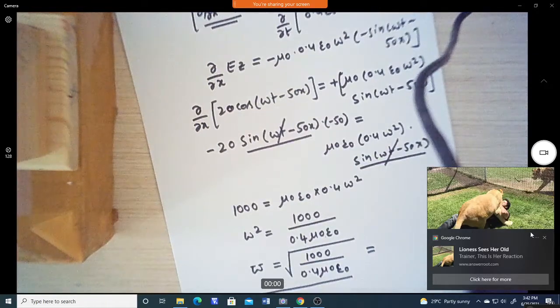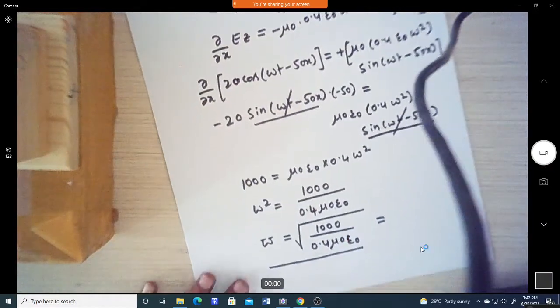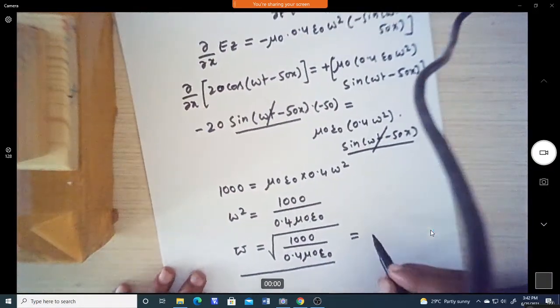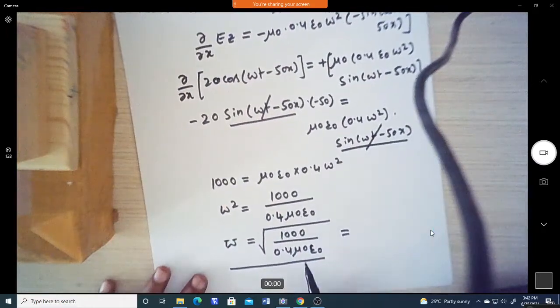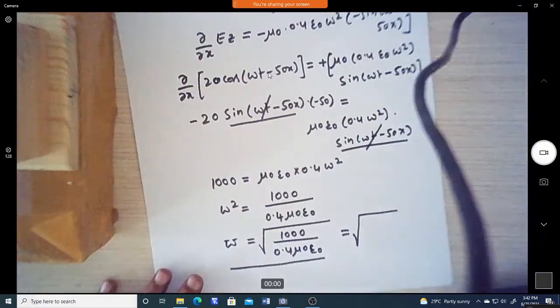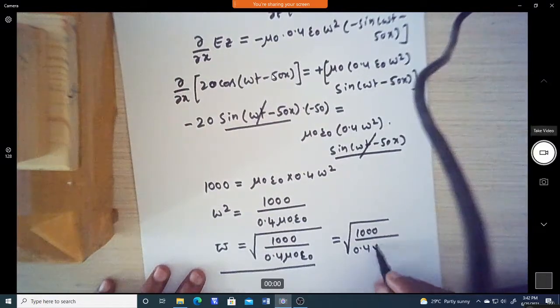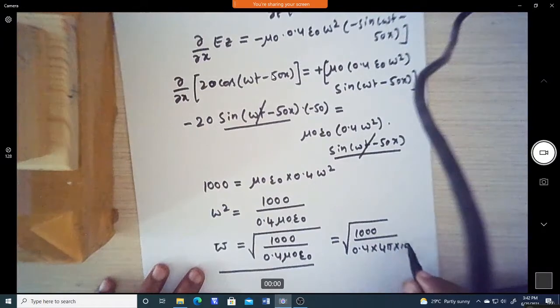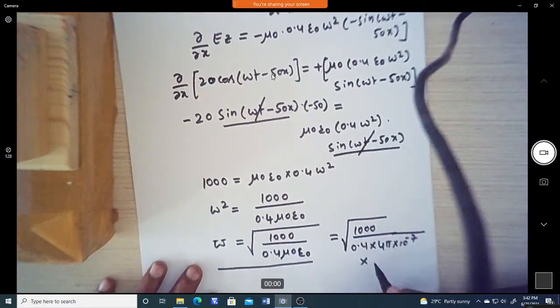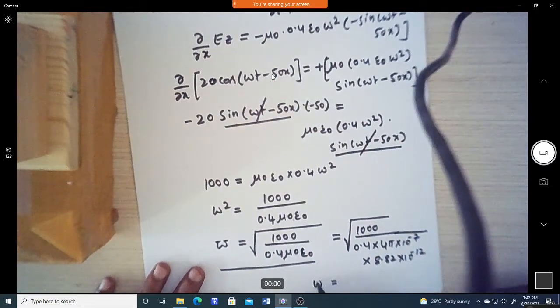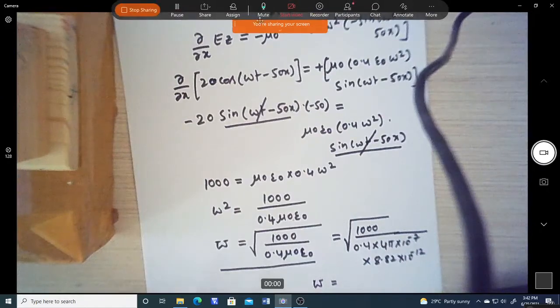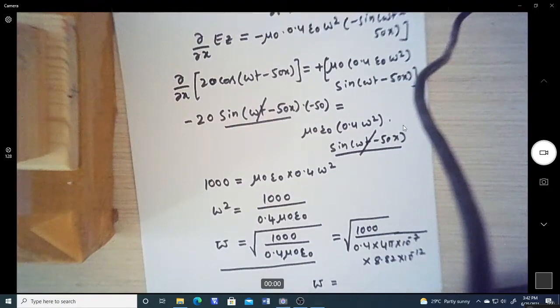So find out the value of omega. Can anybody do? So this is again 1000 divided by 0.4 into mu naught, which is 4 pi into 10 power minus 7, into epsilon naught, 8.85 into 10 power minus 12. Find out the value of omega.